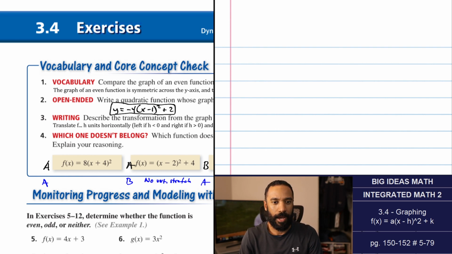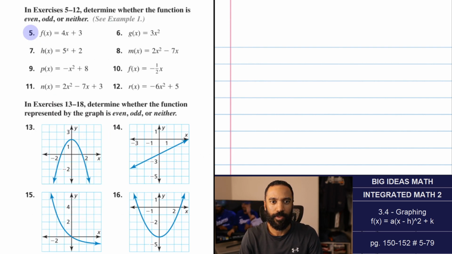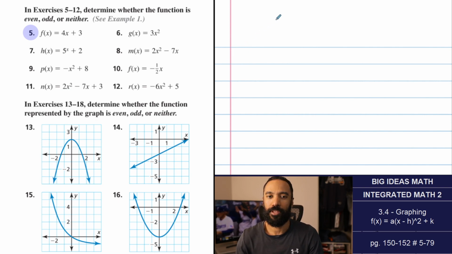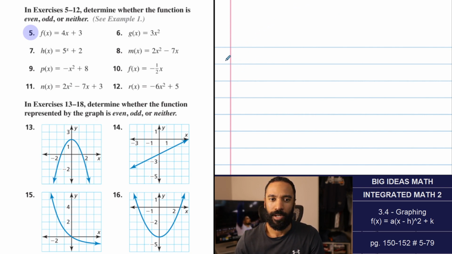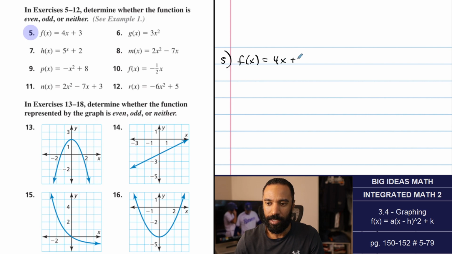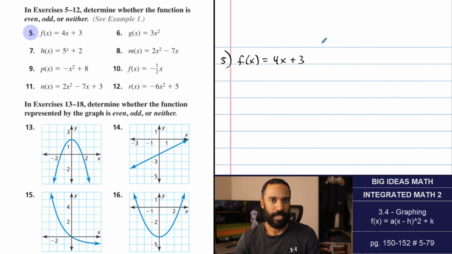Okay, so let's look at numbers 5 through 12. Determine whether the function is even, odd, or neither. Now, once again, as long as it's a polynomial, I could tell you right off the bat which ones they would be. However, that's not really the thing we want to talk about here. I could talk about it at the very end. Maybe you'll make sense of it then.